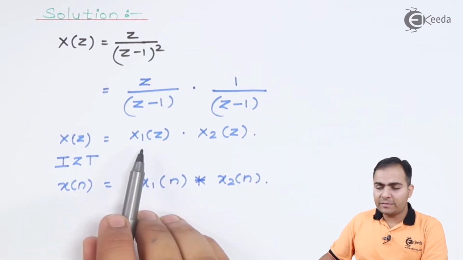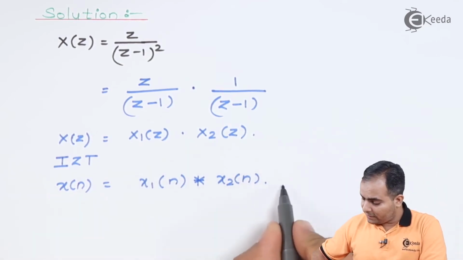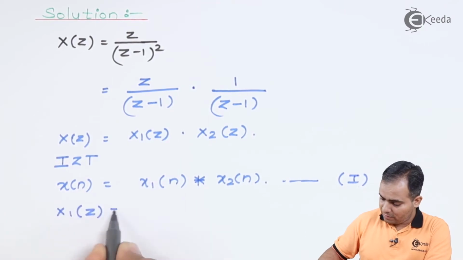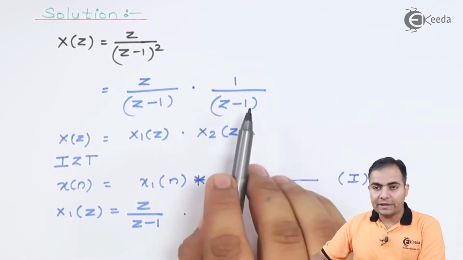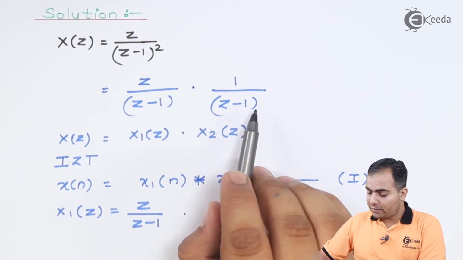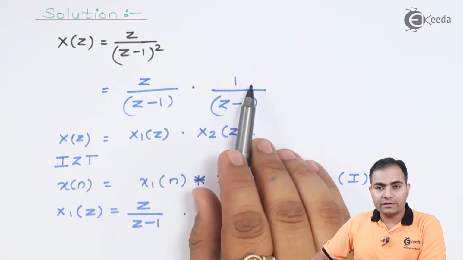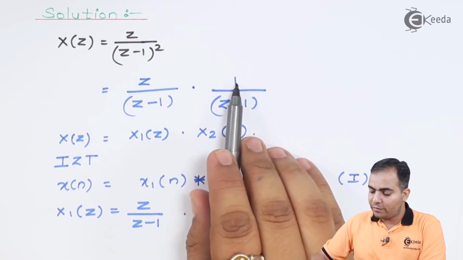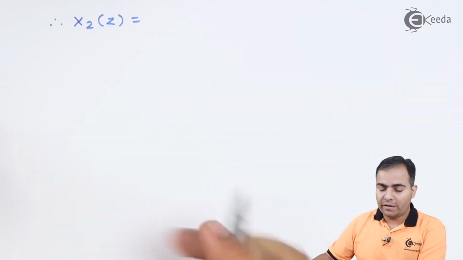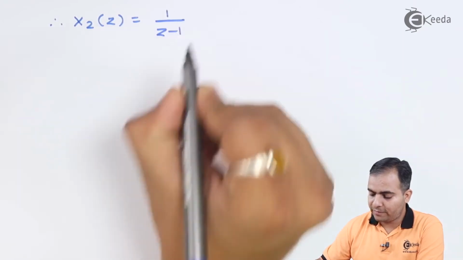Now basically, what is my X1 of z? X1 of z is my z upon z minus 1. Let's say this is my equation number 1, and my X2 of z is 1 upon z minus 1. Basically, while applying the inverse Z transform, we must have one z in the numerator of any function. So we'll multiply the numerator by z into z to the power minus 1.